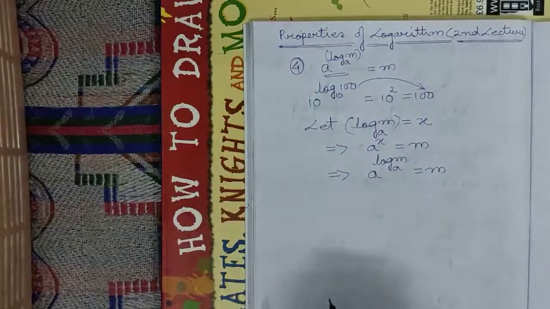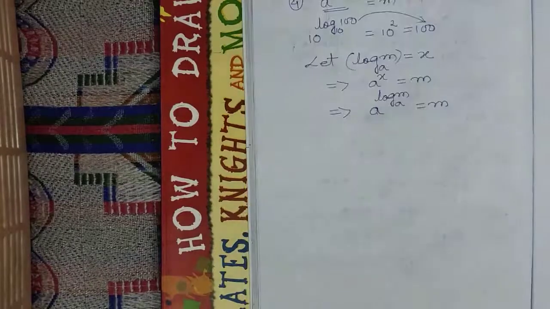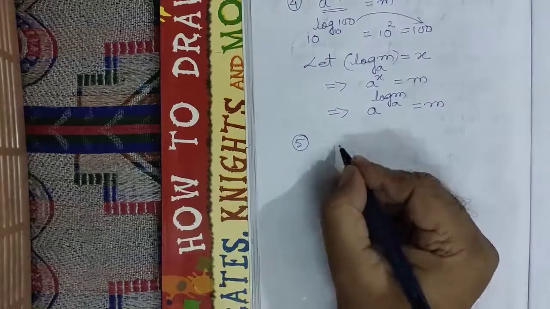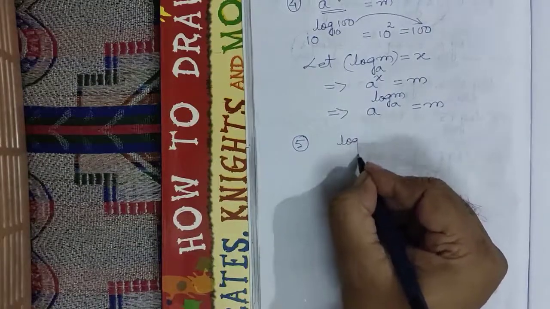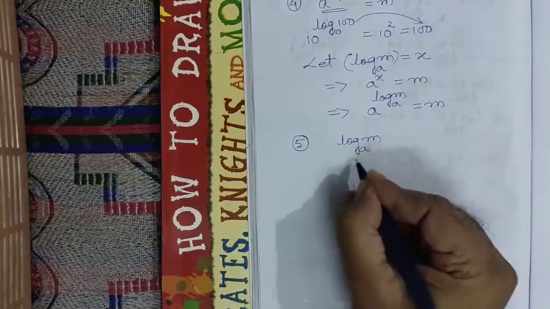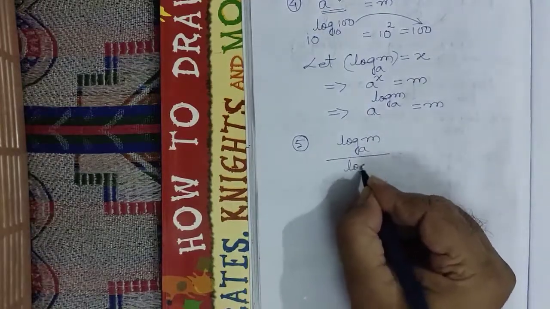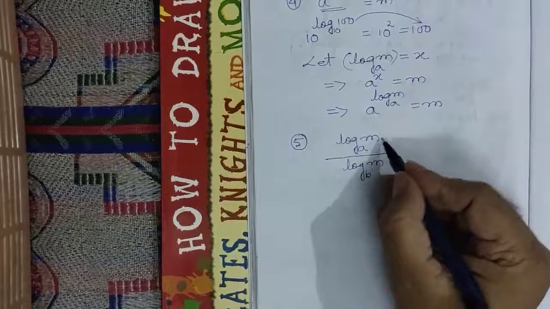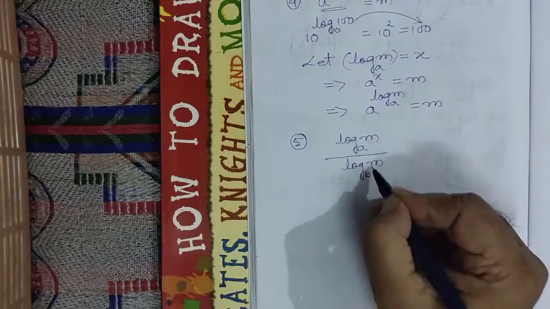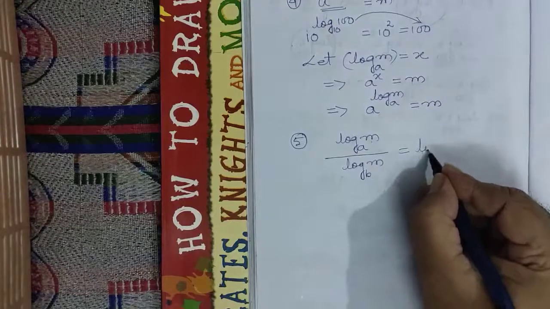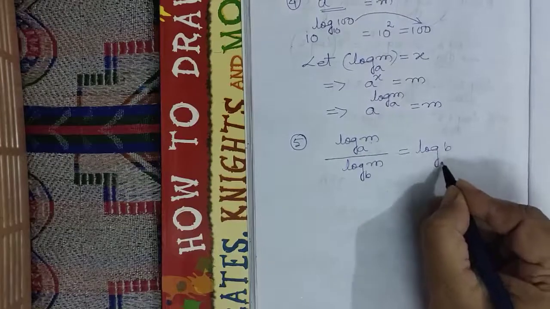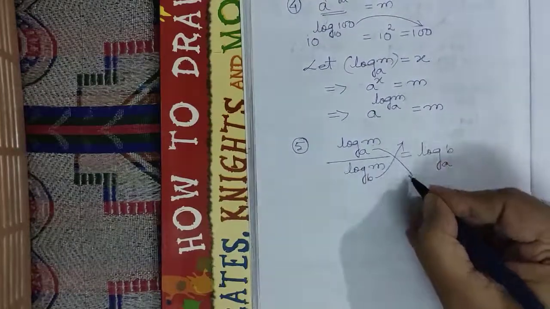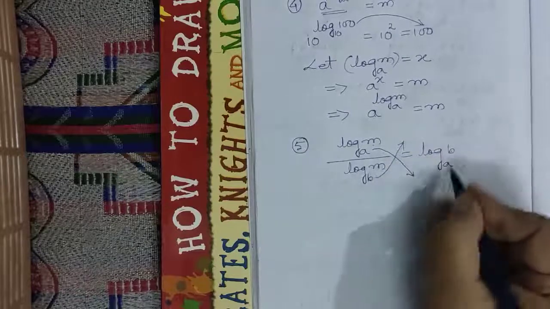Now let us come to the fifth property. So now the fifth property will be log m base a divided by, I am again taking log m with a different base, say b. The quantity of which I am taking the log is the same, both are m. This will be equal to log b base a. This b takes this place, a becomes the base. You just have to remember it this way.